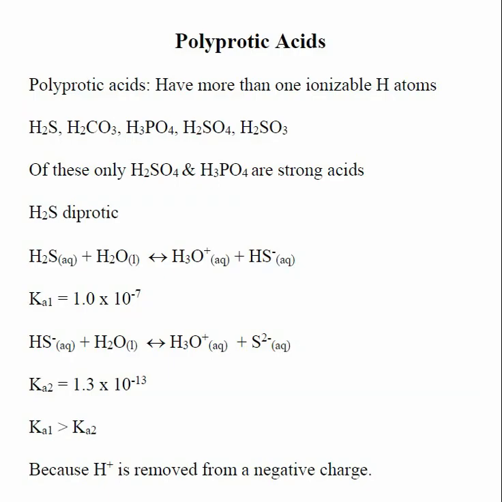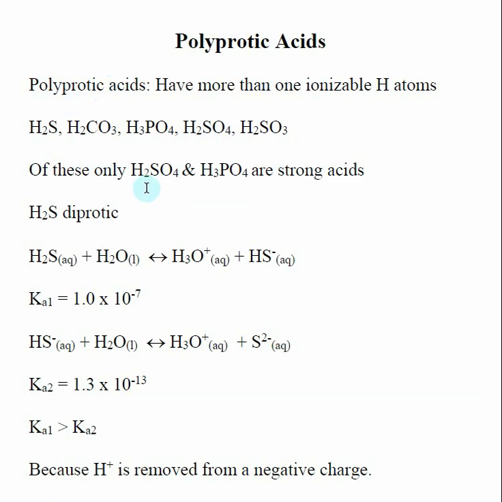So thus far, all the acids we've been using have been monoprotic. By that I mean that they only have one acidic hydrogen. However, some acids are polyprotic, which means they have more than one acidic hydrogen. So poly meaning many and protic meaning hydrogens. So here is a short list of some common polyprotic acids.